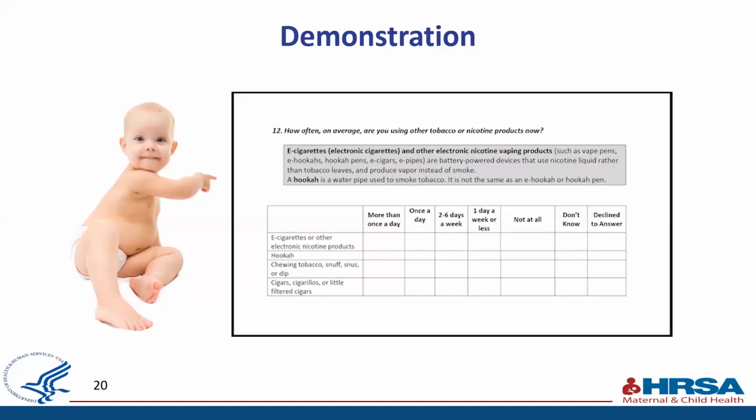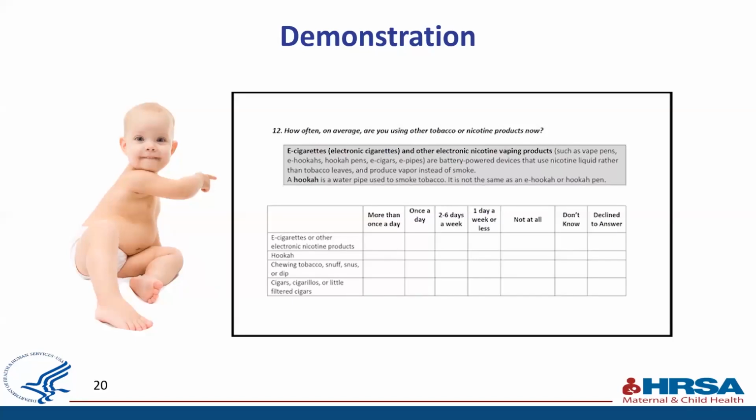How often, on average, are you using other tobacco or nicotine products now? E-cigarettes, electronic cigarettes, and other electronic nicotine vaping products, such as vape pens, e-hookahs, hookah pens, e-cigars, e-pipes, are battery-powered devices that use nicotine liquid rather than tobacco leaves and produce vapor instead of smoke. A hookah is a water pipe used to smoke tobacco. It is not the same as an e-hookah or a hookah pen.